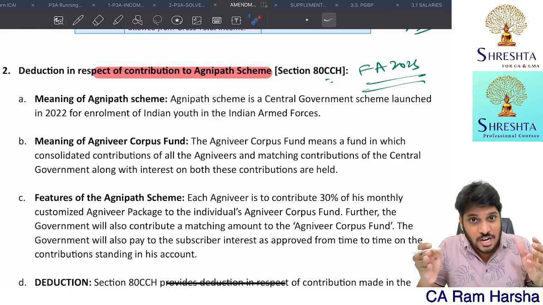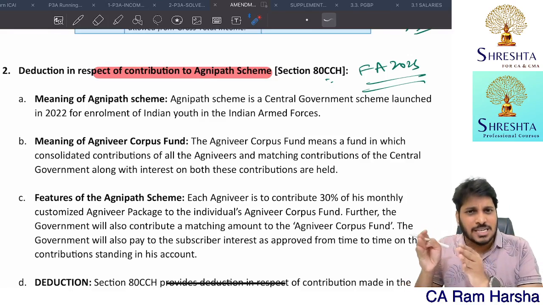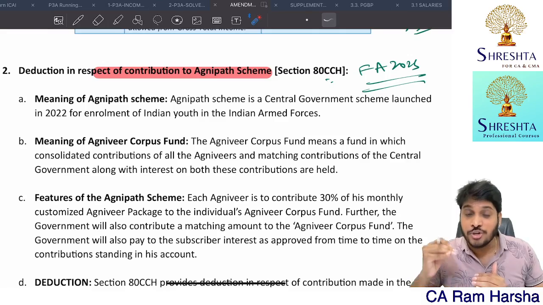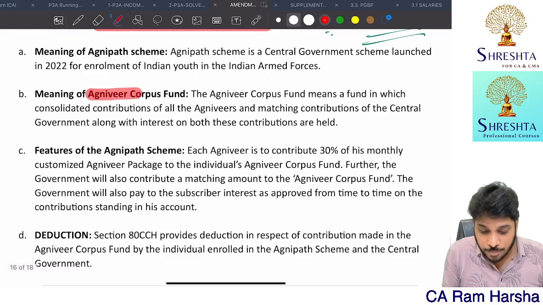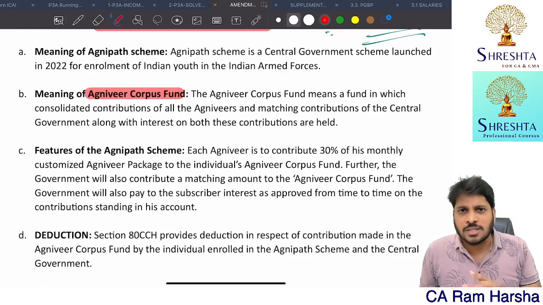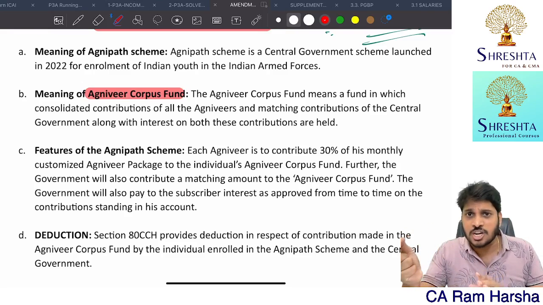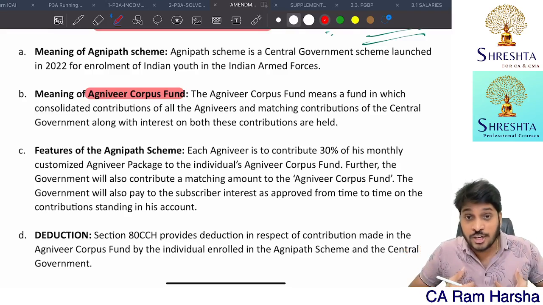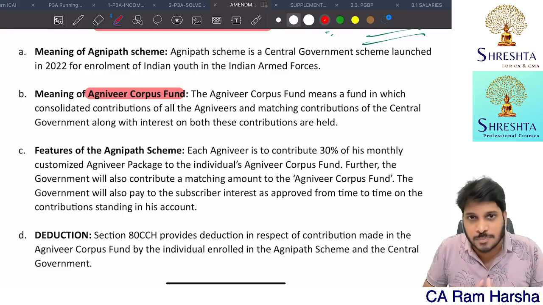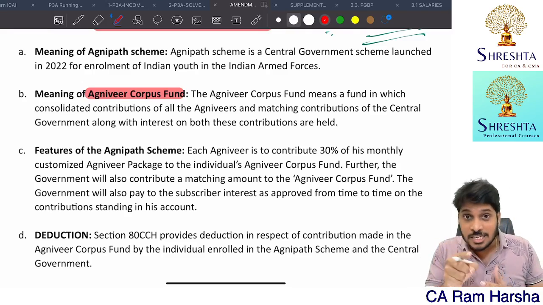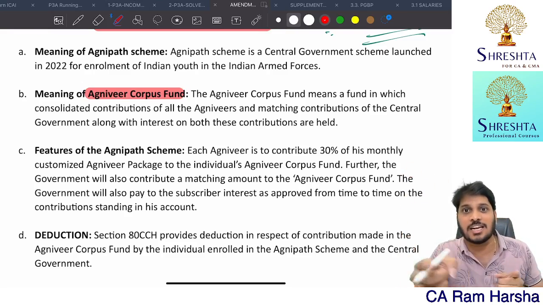Now, during the tenure, you are getting salary, right? Out of that, some 30% of the salary you have to contribute to Agniveer Corpus Fund. You need to contribute to what? Agniveer Corpus Fund. This is something like contribution to recognized provident fund, something like that. Contribution to national pension system, something like that. You need to contribute out of your salary, whatever you got, some 30% to Agniveer Corpus Fund. And not only you, since you are contributing, government will also contribute an equal amount in addition to the salary that they are paying you.